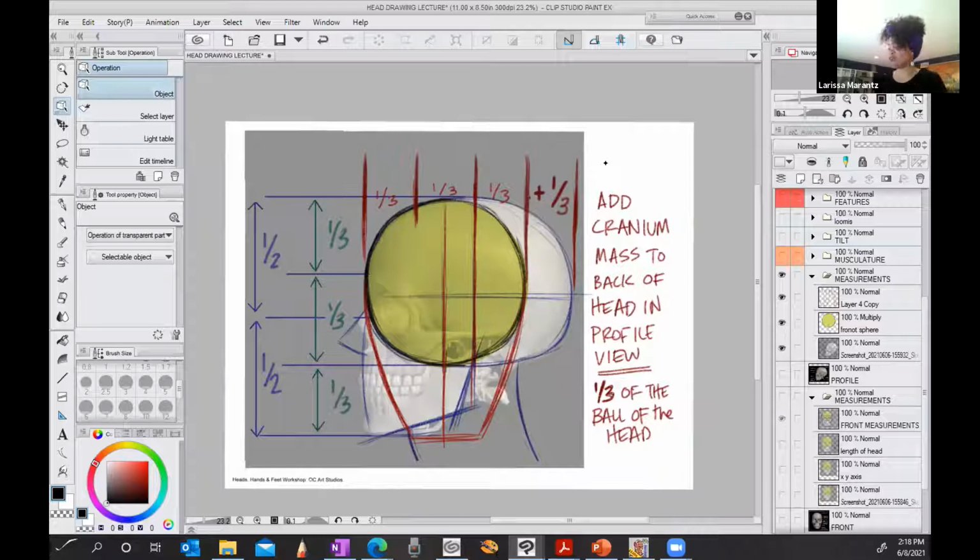And the same thing applies from the front. You have 1/3, 1/3, 1/3 gives you the length of the face. Halfway line gives you the placement of the eye, okay? Are we all good? Any questions? May I reiterate that real quick?